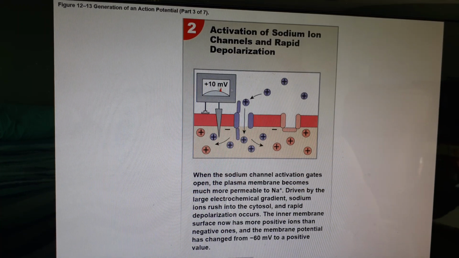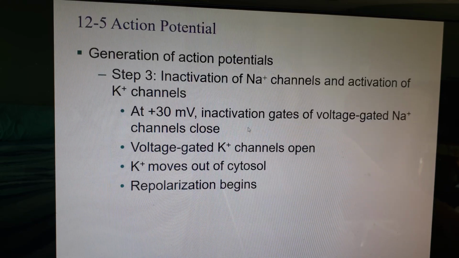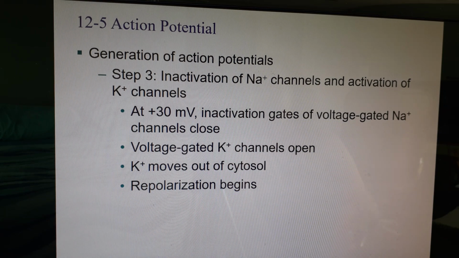And that's where we left off. We had gotten from negative 60 to positive 10. They're still coming in. And when enough of them come in to get to positive 30 millivolts, well, then we're going to shut that bottom part of this channel, the inactivation gate. So at positive 30 millivolts, inactivation gates of voltage-gated sodium channels close.